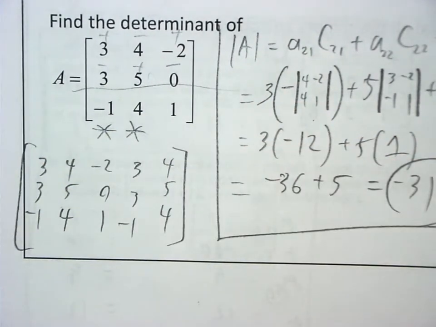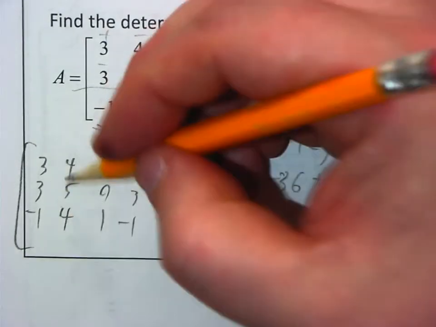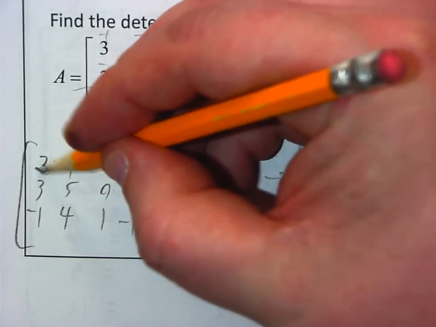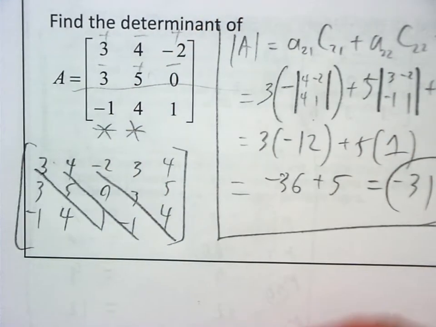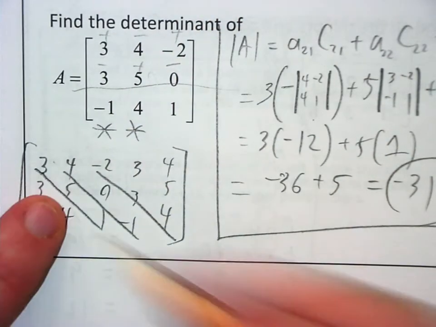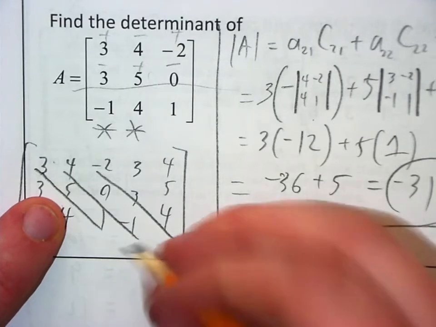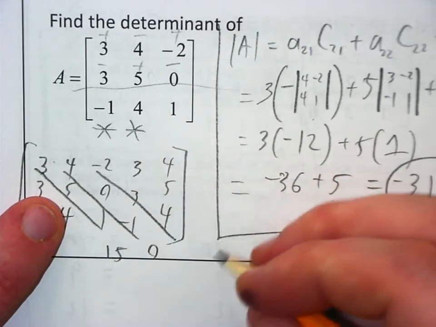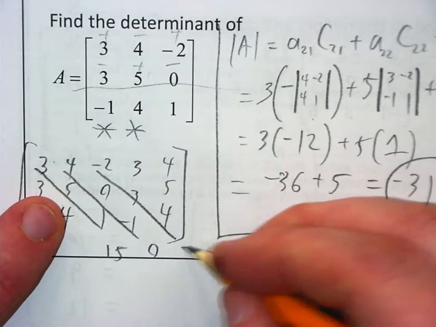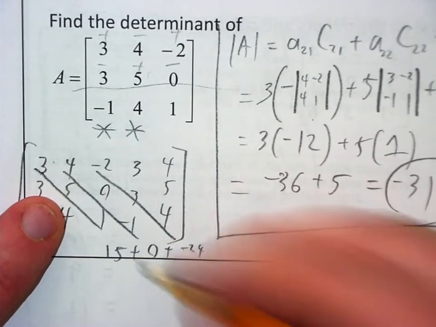I'm going to take the diagonals, but I don't have just one diagonal here. I have 3 going downhill here. So here, here, and here. Well, if I multiply on that diagonal, what do I end up getting for the first diagonal? 15. What do I get for the next one? 0. Next? Negative 24. And then I'm going to add those 3 numbers together.